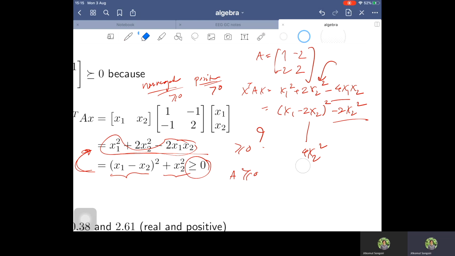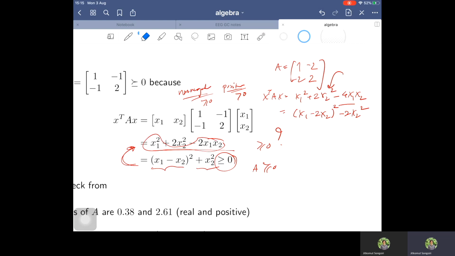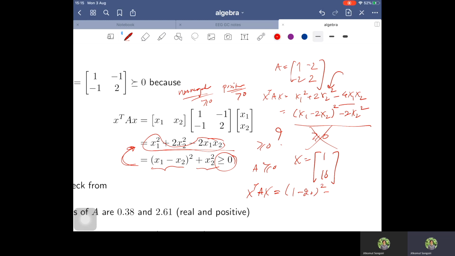Here in this example, when you arrange the expression, you cannot tell whether this is always non-negative. You cannot guarantee it. For example, I can come up with x equal to (1, 10). I hope it works. x transpose Ax is going to be 1 minus 20 squared minus 2 times 100. Is it negative or not? Oh, it's positive, so this is not a good example.